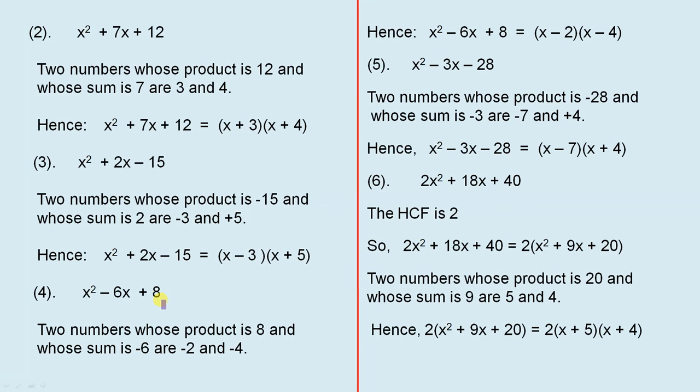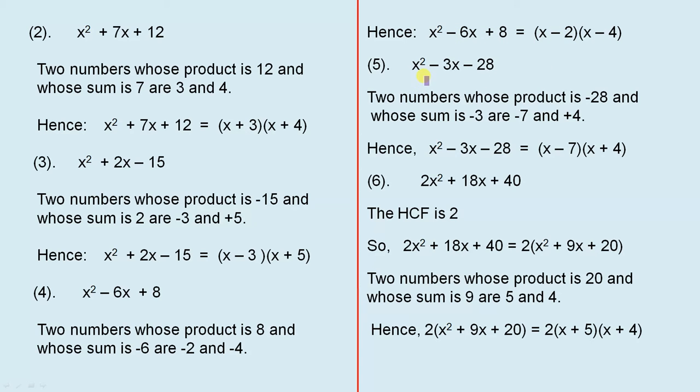The next one, x squared minus 6x plus 8. Two numbers whose product is 8 and whose sum is minus 6 are minus 2 and minus 4, because minus 2 times minus 4 is plus 8, and minus 2 minus 4 gives you minus 6. Hence, x squared minus 6x plus 8 equals x minus 2, x minus 4.